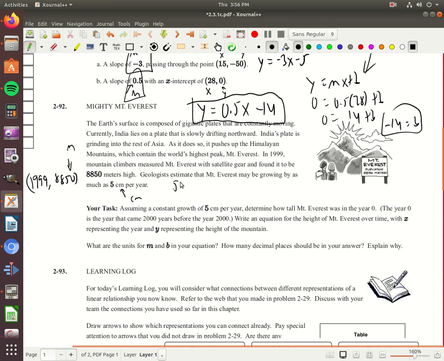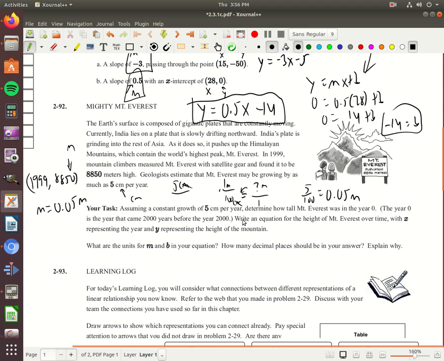So 5 centimeters is how many meters? Let's do some dimensional analysis here, right? I know 1 meter equals 100 centimeters, and I know that I have 5 centimeters, so those will cancel out. I get 5 divided by 100, 5 on top, 100 on bottom. I get 0.05 meters. So my slope is 0.05 meters. So geologists estimate it may be growing 5 centimeters a year, or 0.05 meters.